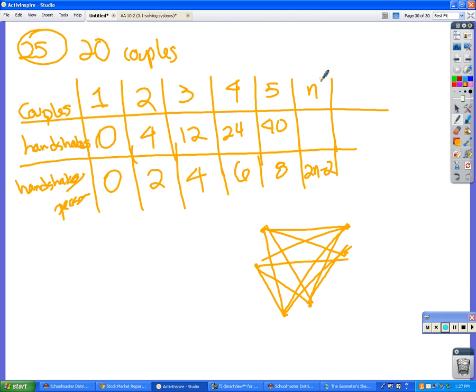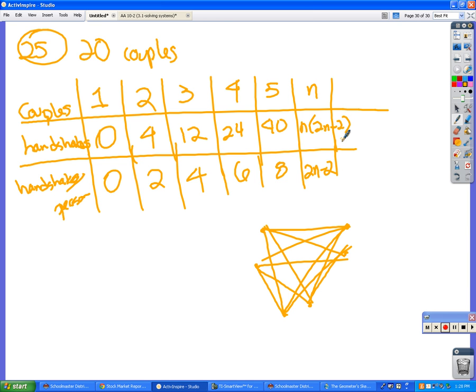What do I do with this and this to get this thing in the middle? How do I take 1 and 0 and get 0, 2 and 2 and get 4, 3 and 4 get 12, 4 and 6, multiply. All I'm doing is multiplying this by this. So my formula is n times 2n minus 2.